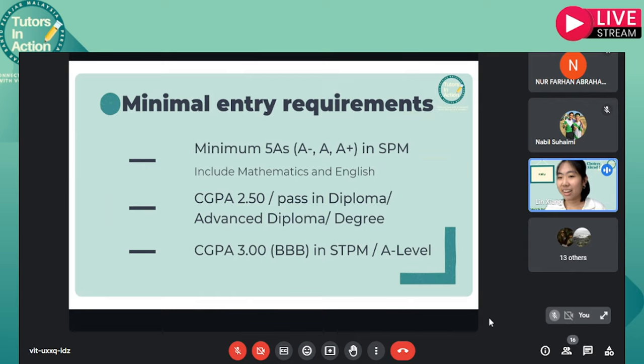And if you're joining from degree or A-levels, you have a different entry requirement that you have to comply with. If you're joining from degree or A-levels, you can talk to the administration office and apply for something called CPL. CPL is the Credit for Prior Learning, which means that you get some of the papers exempted.